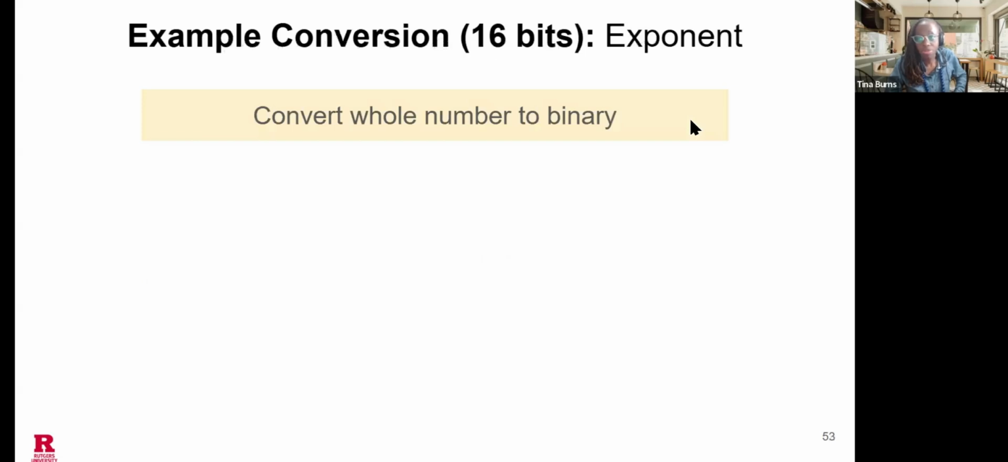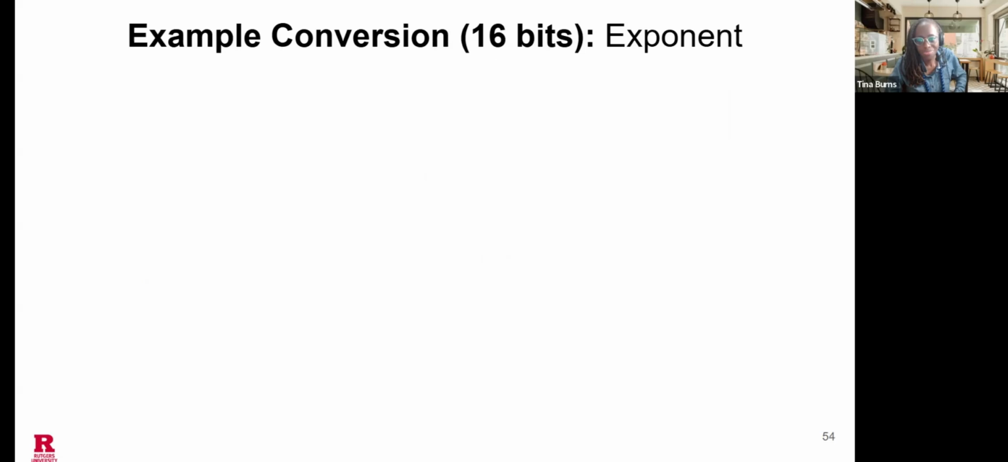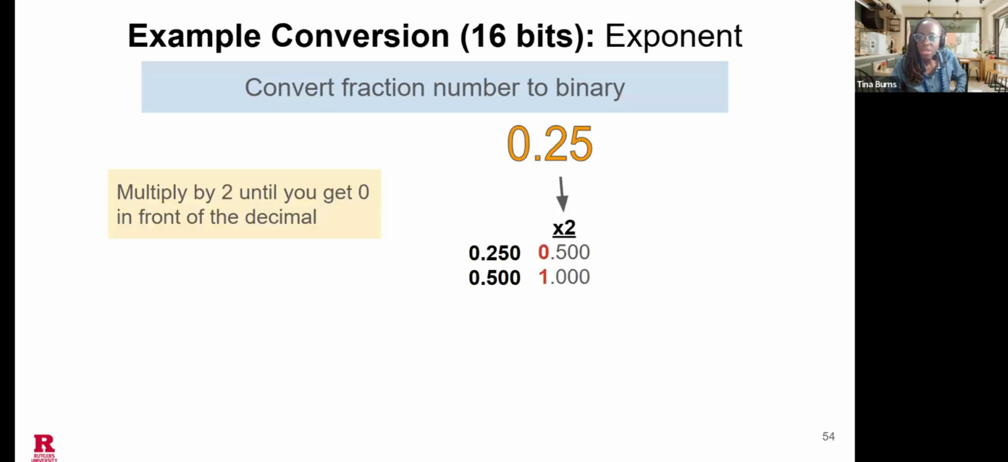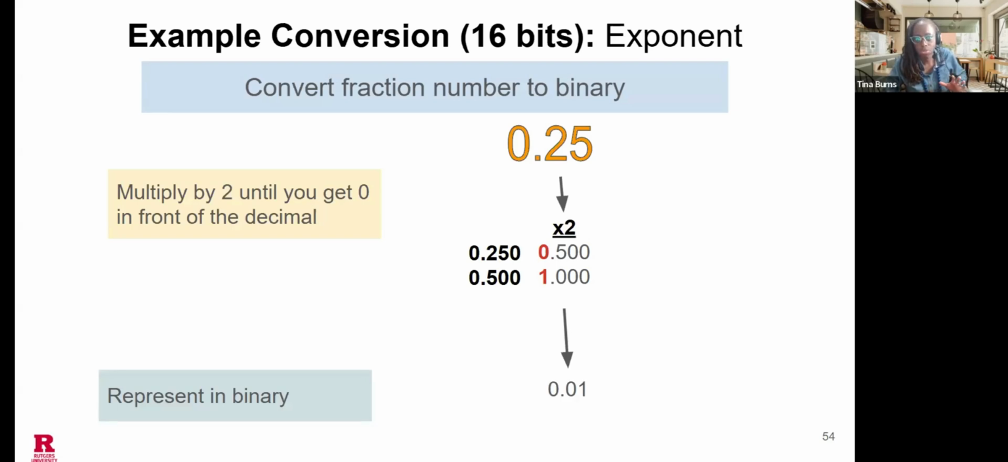Whole number to binary, there's nothing. So you know what that's going to be? 0, 0, 0. Convert the fraction to binary. We already had this. Very, very simple, right? It's just going to be 0, 1. So what are we left with? 0, 1. That's the entire number.